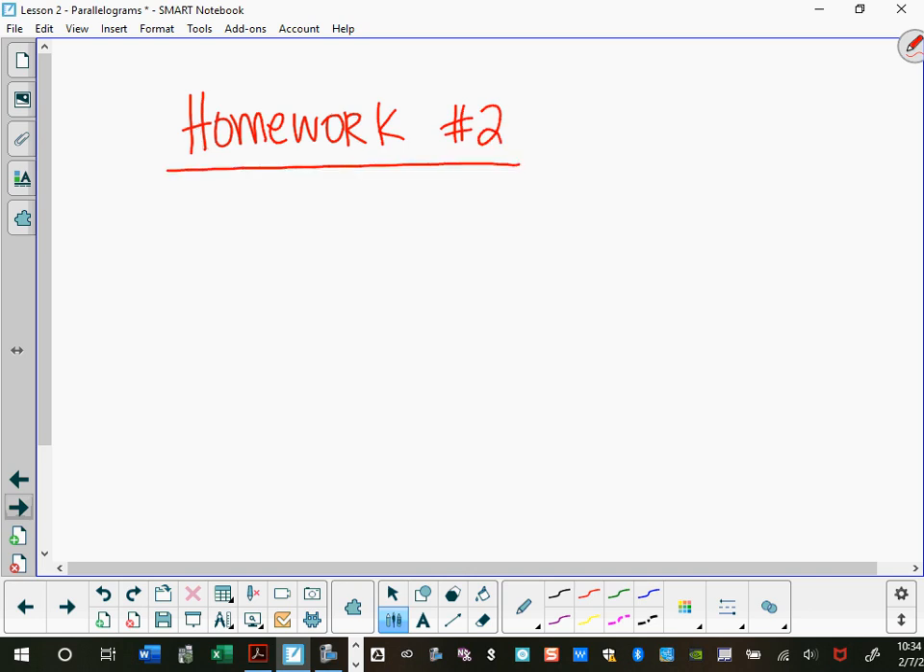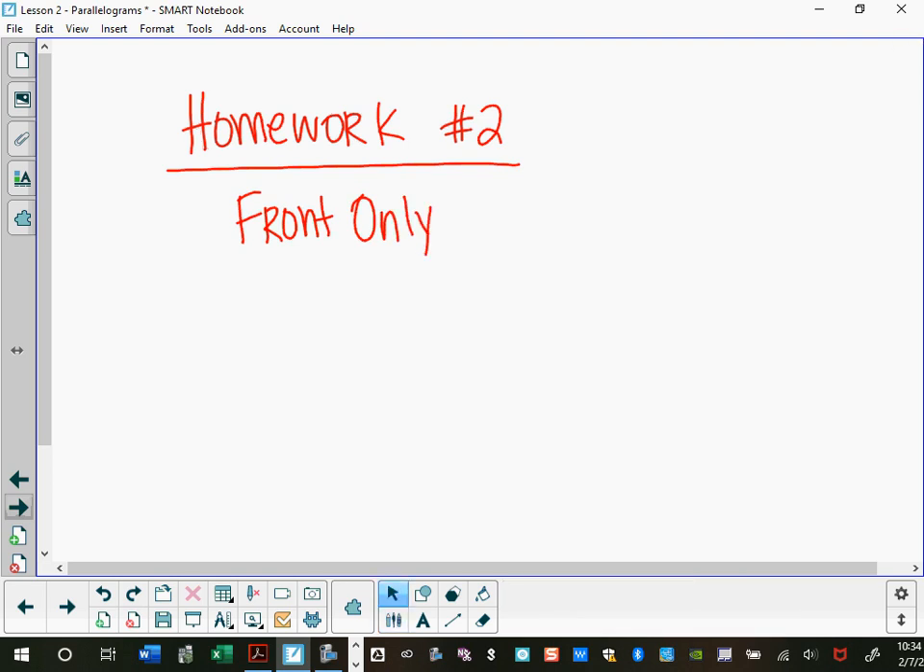Homework number 2, you were doing the front only. Okay, front only for homework number 2, which is on page 13. So as I said, I'll be out next class, but make sure you do this homework. Make sure when you're here with the sub, you have your computers charged so you can work on your math space. There are 2 math space assignments that should take you the time of class. So make sure you're doing that because it will be graded.